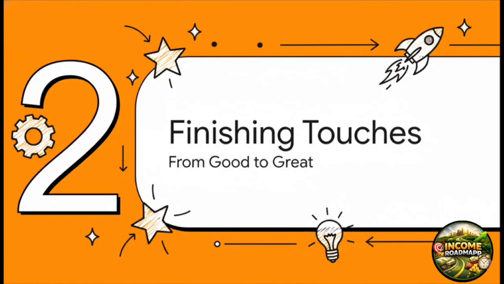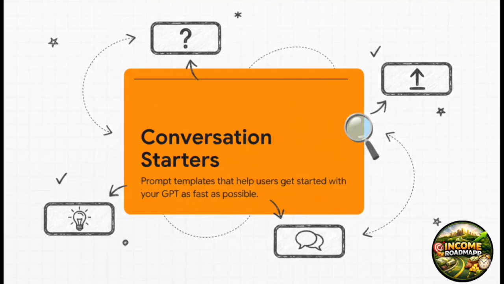Okay, so once you've got that core identity locked in, it's time for the fun stuff, the features that take your GPT from being just good to being insanely great. Let's look at those finishing touches. First up, conversation starters. So what are these? Basically, they're just little shortcut buttons. They show up right away for anyone using your GPT, and they help people get right to the good stuff without having to sit there wondering, what should I ask? It's a fantastic way to guide the whole experience.